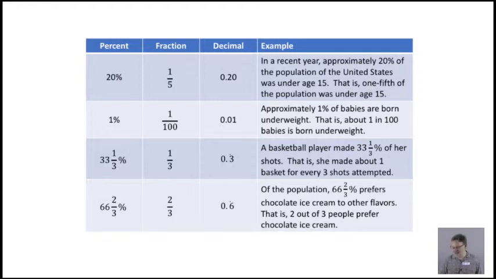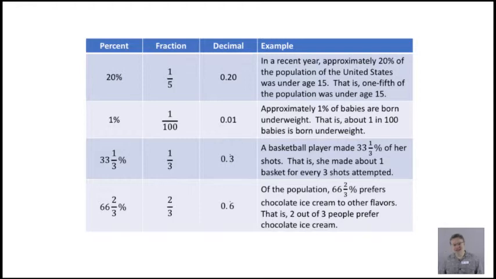I can understand that. The one above it, 33 and 1/3%. Notice that's just half of the one that's sitting below it, which was 2/3. This is now 1/3, or 0.333333. 0.3 repeating. A basketball player made 33 and 1/3% of her shots. That is, she made on the average 1 basket for every 3 shots attempted.